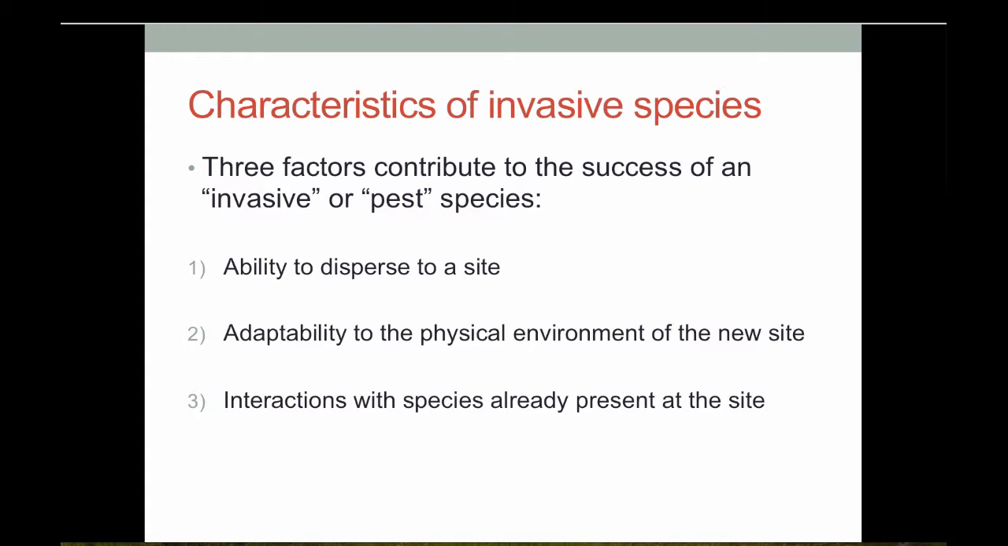So these three factors, its ability to disperse to a site, its adaptability to the physical environment, and the interactions with species already present at the site, are really going to drive how successful an invasive or pest species is going to be at a site that you're planning to restore.